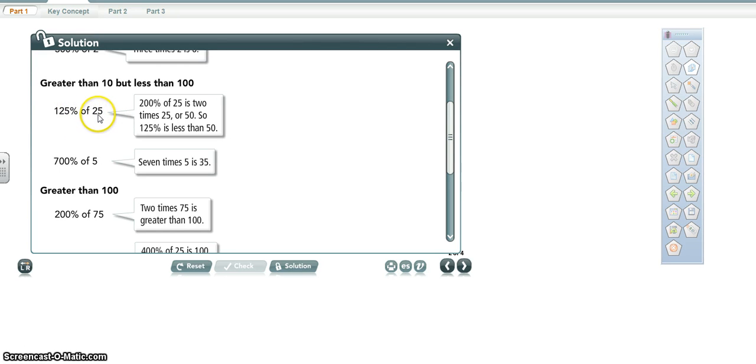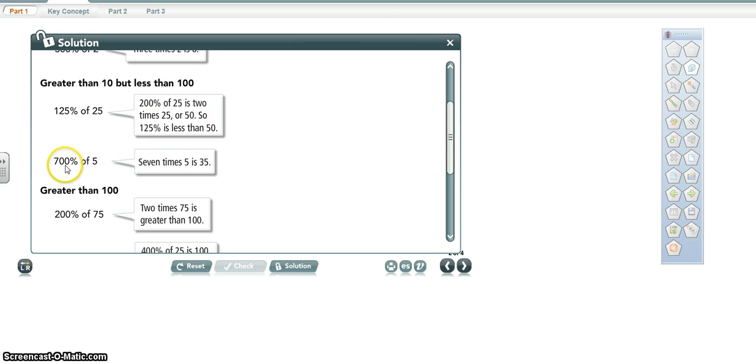125% of 25. Well, let's see. 200% of 25 is 2 times 25, or 50. So 125% has to be less than 50. This would give you a result of greater than 10, but less than 100. Here's another middle value. Greater than 10, but less than 100.